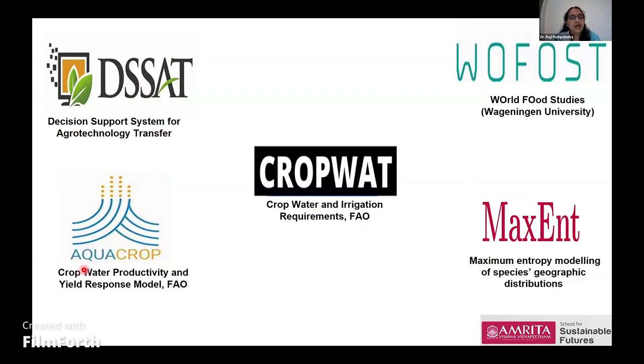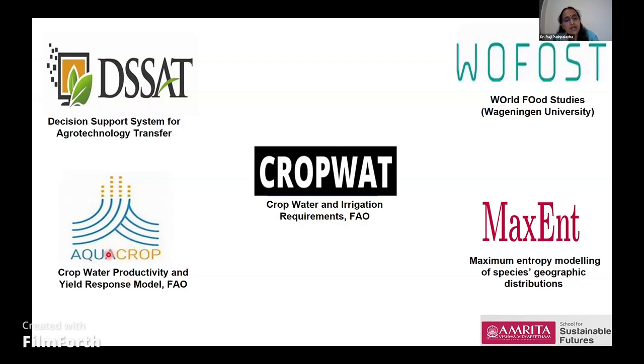Then this is the AquaCrop model, a crop water productivity and yield response model. With this decision support model, you can generate different scenarios based upon the different emission situations. Based on that, you can test how the crop yield will be. All this you can do in this DSSAT model.